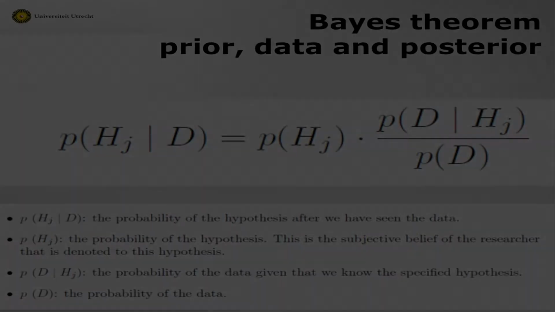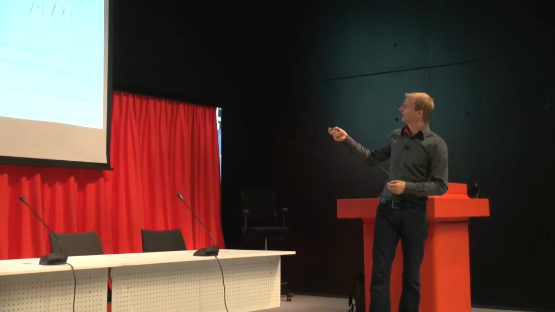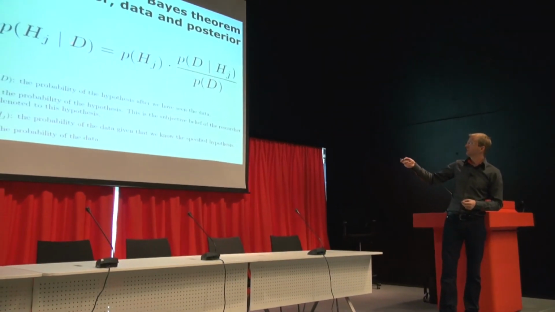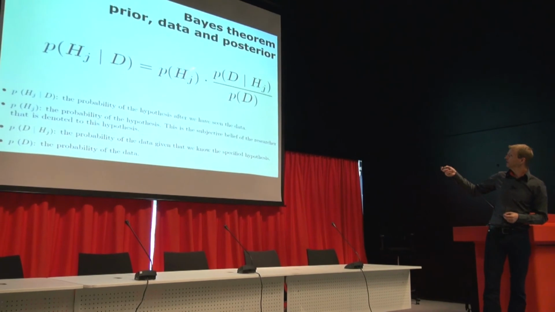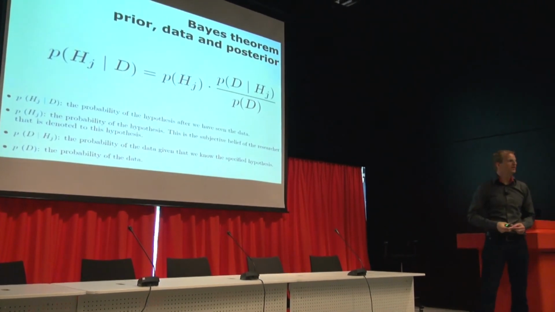There's no equality sign over here because later on in this week you will learn that the probability is actually defined as follows. We have the probability of your hypothesis after seeing the data, you have the prior, you have the data, and there's something else over here, the probability of the data itself.